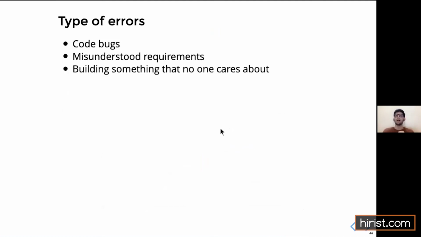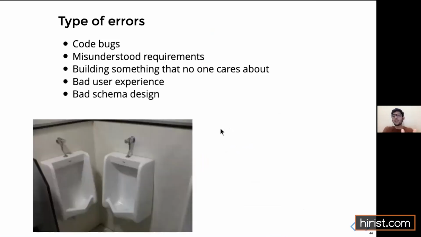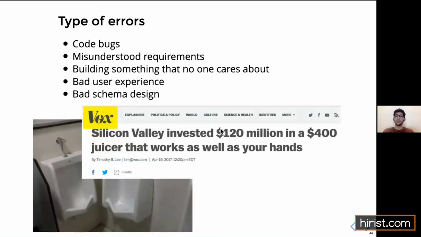We have done that a lot. Bad user experience, bad schema design. For example, this thing looks really nice on the schema: a nice rectangle and then two small urinals side by side, and it looks like it can actually work, but this is just misunderstood requirements and bad user experience. You can also build something that no one cares about. I'm pretty sure a lot of you may have read about Juicero. This thing got an investment of $120 million, and then people realized that you can just press the juice pulp with your hands. So, building something that nobody wants.